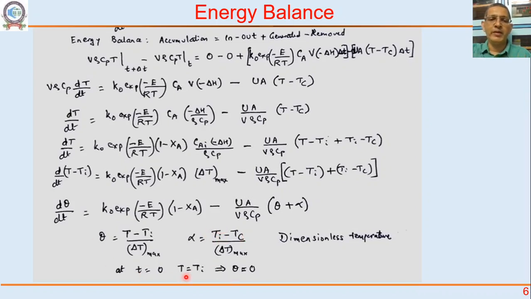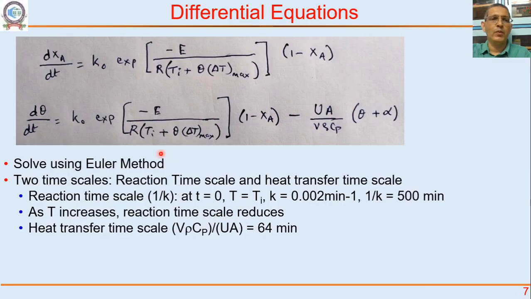At t equal to 0, T is Ti, which means theta is 0. Right? So do this for yourself. Make sure that you get this expression. So now I have two equations, one material balance equation and one enthalpy balance equation.